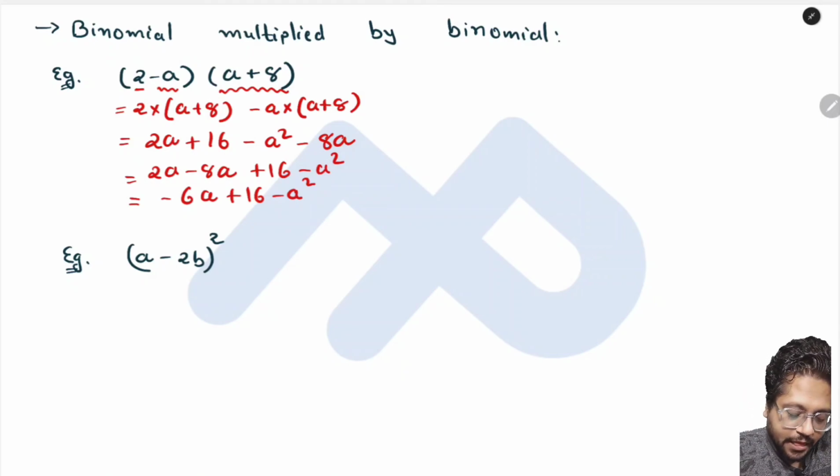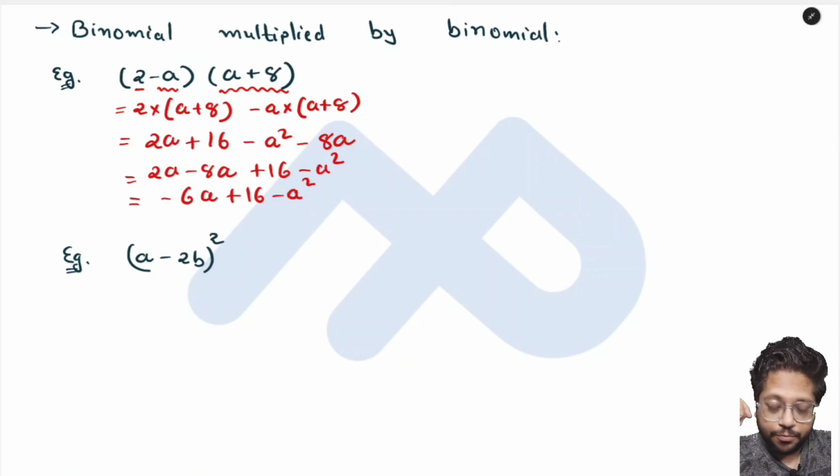Clear? Second, here I have written a minus 2b whole square. Now there will be another chapter of expansion when we'll discuss this a minus 2b whole square. There is a formula for it also, but here what will I do? I'll just simplify it using this same method, this binomial multiplied by binomial.